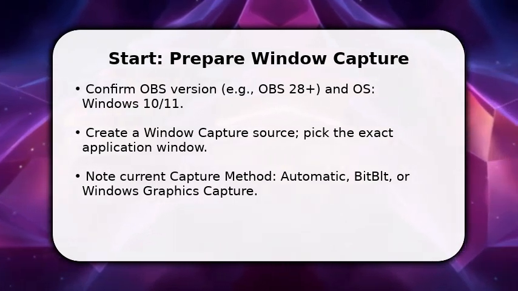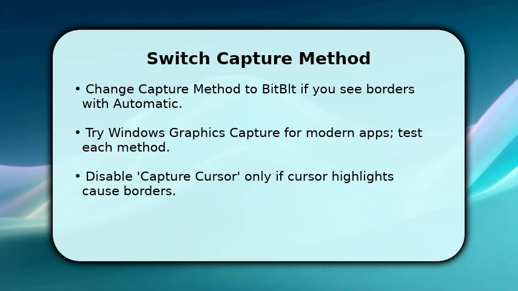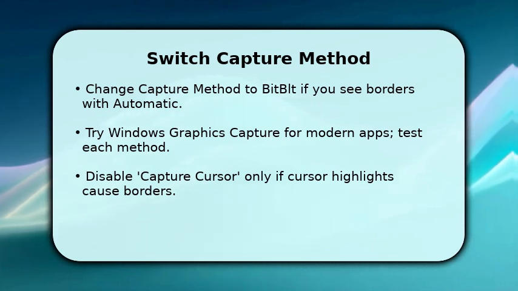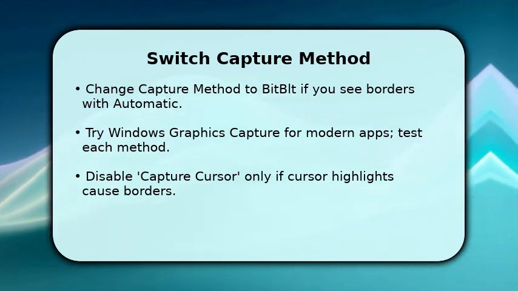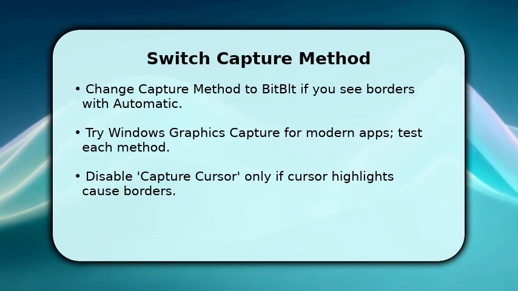Now experiment with capture method choices. If automatic or Windows graphics capture shows a yellow outline, switch to BitBlt. It captures pixels without some OS decorations. Conversely, some modern UWP apps capture best with Windows graphics capture.